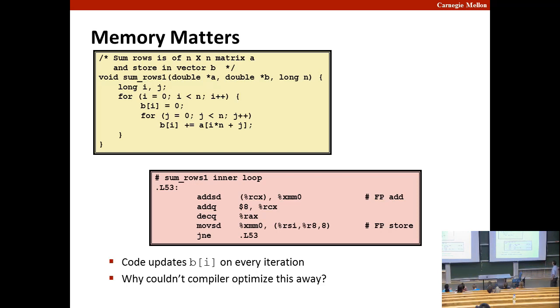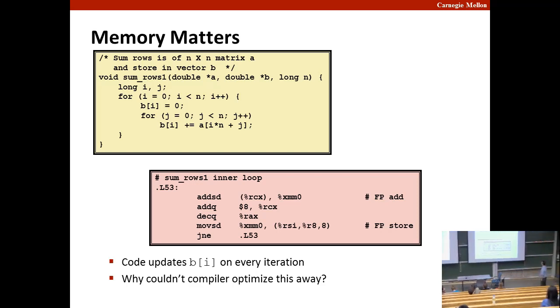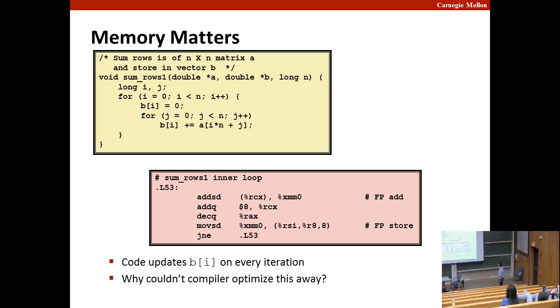So if we take a look at this code, it updates B of I on every iteration. B of I equals 0. B of I plus equals A of I times n plus j. Every iteration of that small loop, B of I is being updated. Do we see that? On top of that, we see that B of I is set to 0 before the whole thing happens.